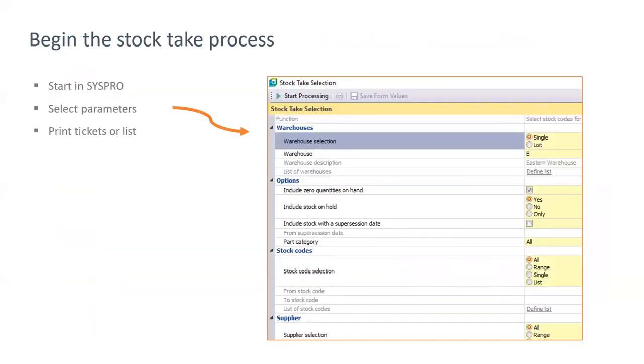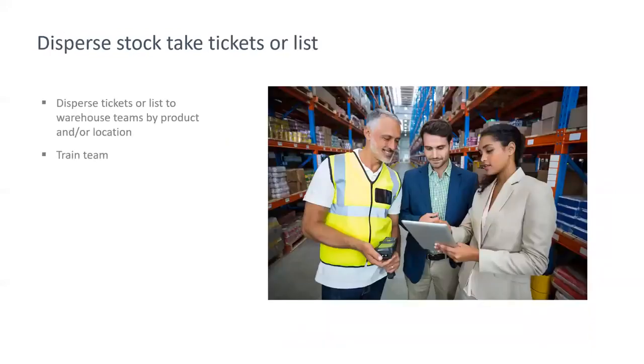So let's break these down a little bit further and walk through what each of these looks like. So as a supervisor or warehouse manager, you're going to begin your stock take selection in SysPro, and this is where you're going to define the parameters for what you're counting, whether it's by warehouse, bin locations, stock codes, etc. There's ways to break that down on what's going to be counted. Now, once you've defined your parameters, you're going to select Start Processing. And if you're using tickets out of SysPro, you're going to print those stock take tickets as well at this point in time. So now that you've started that process, you're going to disperse your stock take tickets or list to your employees based on what they're going to be counting.